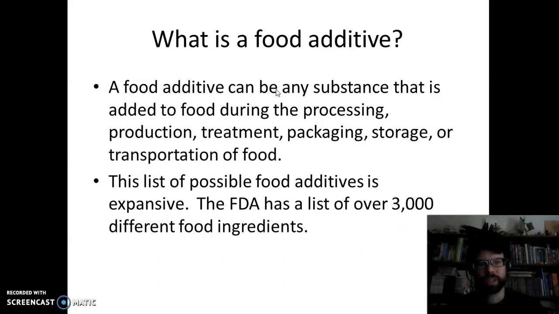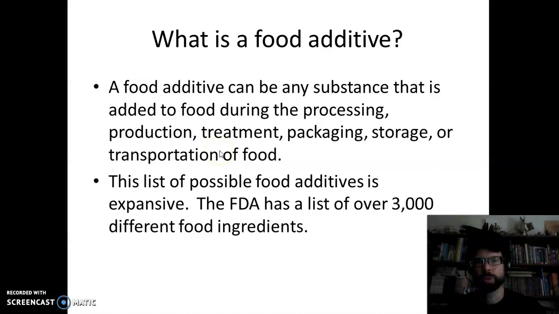The FDA actually has a list of over 3,000 different food ingredients. That's of approved food ingredients, things that are considered GRAS, generally recognized as safe.